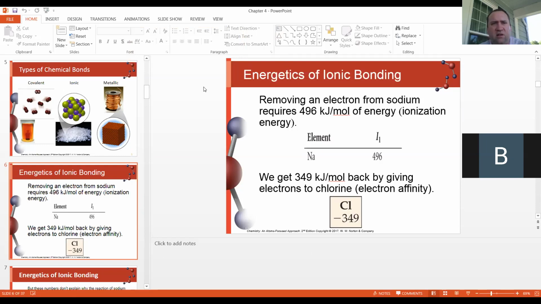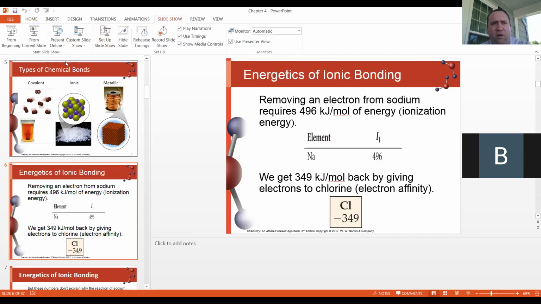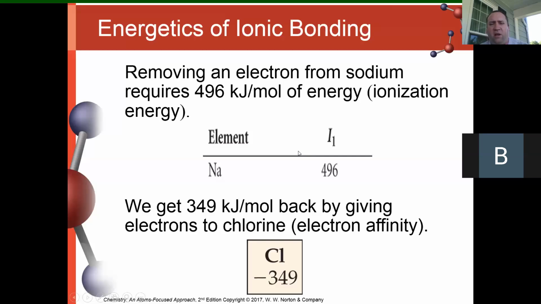So let's talk a little bit about ionic bonding. Ionic bonding is based upon this principle where we have to create ions, which means something has to lose electrons and something has to gain electrons.